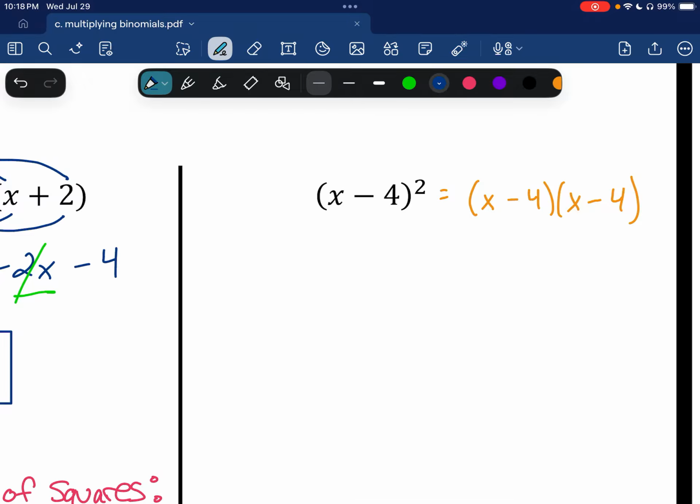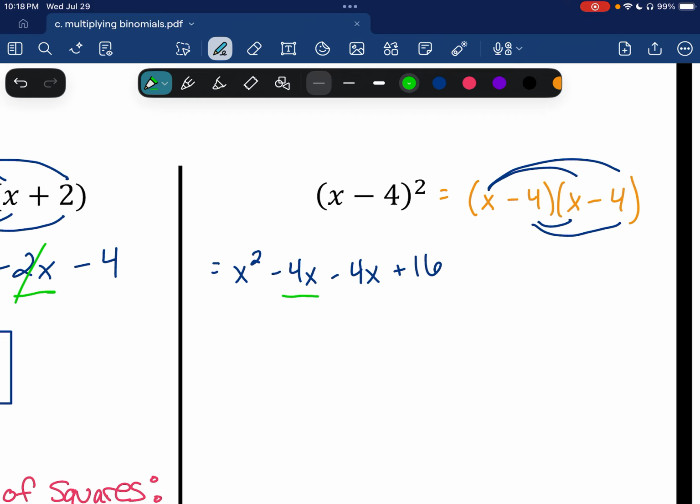So this time we end up with exactly the same two middle terms here. So we've got minus 4x and another minus 4x. They have the same sign, so they don't cancel each other out. But instead, we end up with that duplicate. So we have x squared minus 8x plus 16 as our final answer.